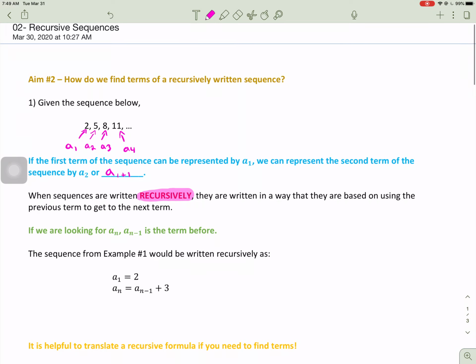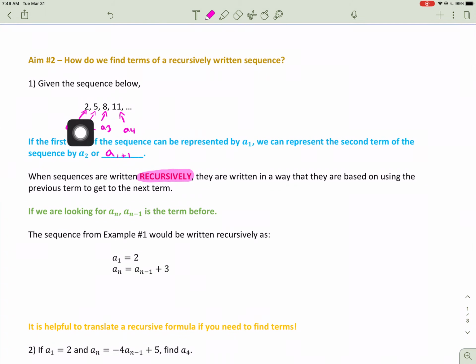So the example up here, 2, 5, 8, 11, is clearly arithmetic with a common difference of plus 3. a sub 1 is 2, a sub n is the term before it plus 3. That's how we read this, okay? The prior term plus 3. So this is how we would write a recursive sequence. You have to have what the first term is and then what the next term is in reference to the term before.